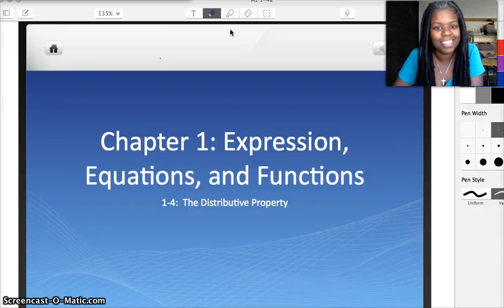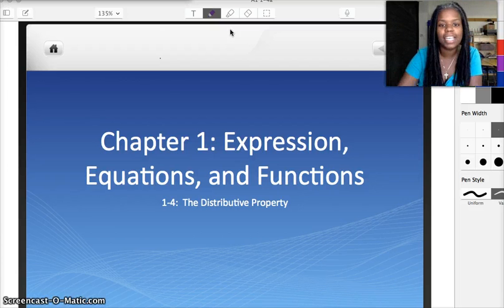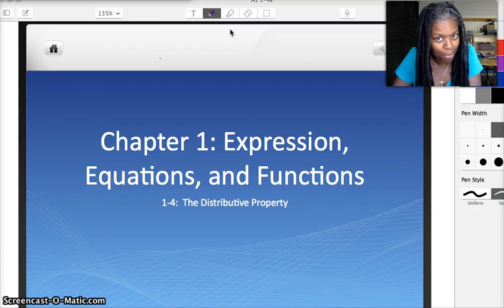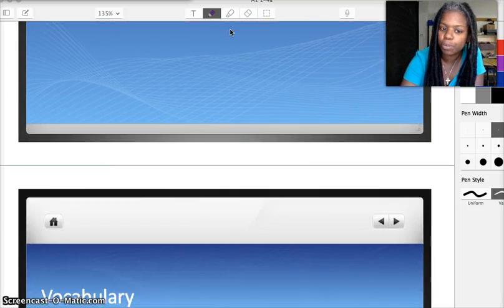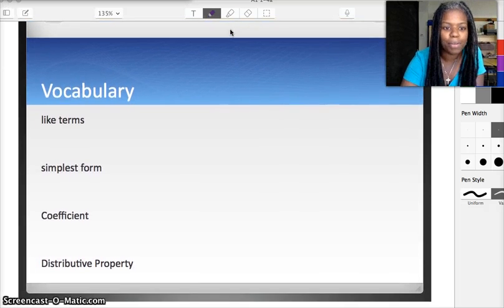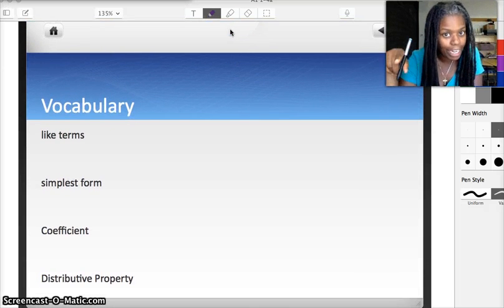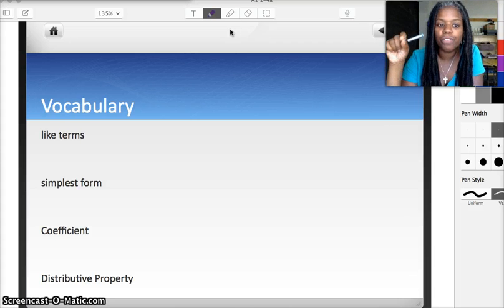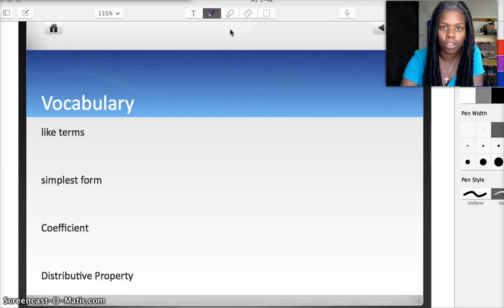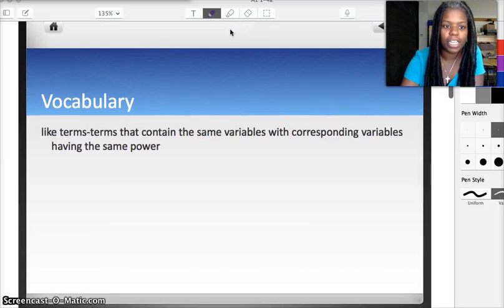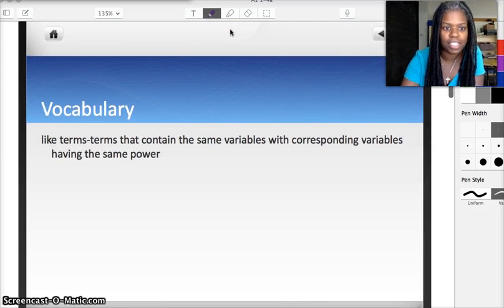Hey guys, we are still in chapter 1 and we are definitely looking at expressions, equations, and functions, and we're checking out the distributive property today. So this ought to be fun. Not a bunch of properties, just one. Our vocabulary words are as follows: like terms, simplest form, the word coefficient, and the property called distributive property. I'm going to look at each one of these terms on a different screen, so let's take a look.